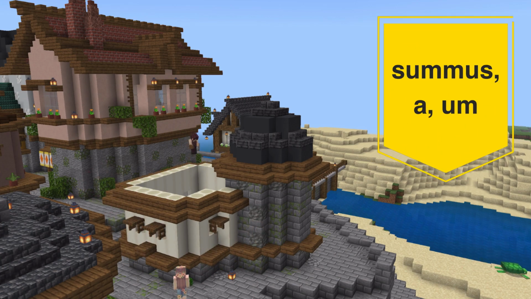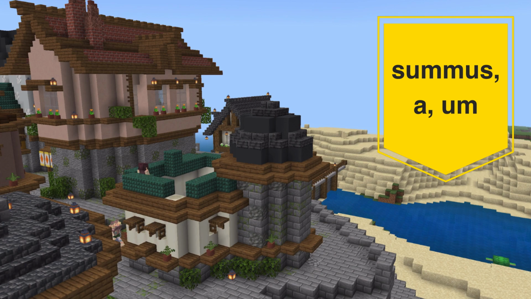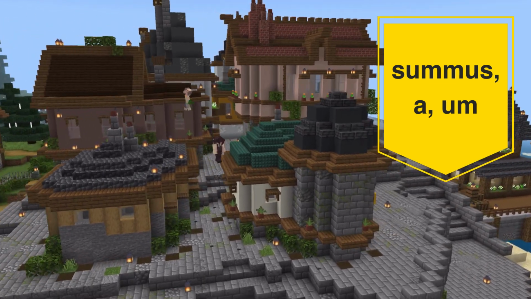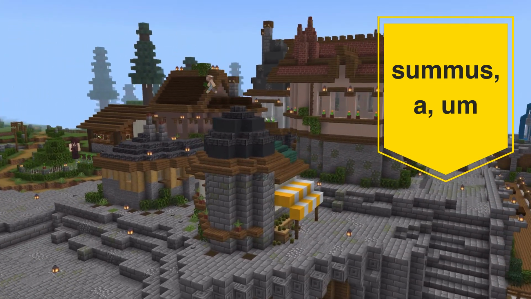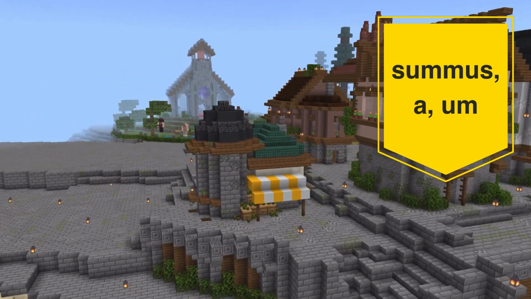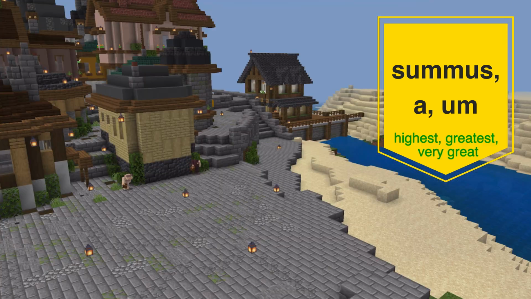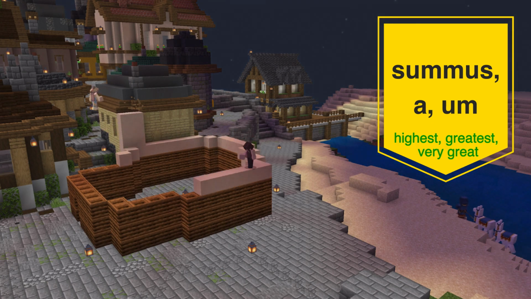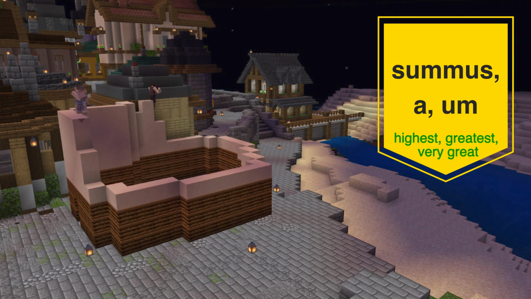Then we have summus, -a, -um. This is actually what we call the superlative of an adjective we already know, which is magnus, which means great. But one way that you can remember this word is just to think of what a sum is. When you take a sum of two numbers in math, you take the greatest value of the two numbers put together, right? So summus means greatest, highest, very great. And as I said, it's the superlative of magnus, which means great. So superlative means the highest or ultimate point of that adjective. So we have great, greater, and then here we have greatest.